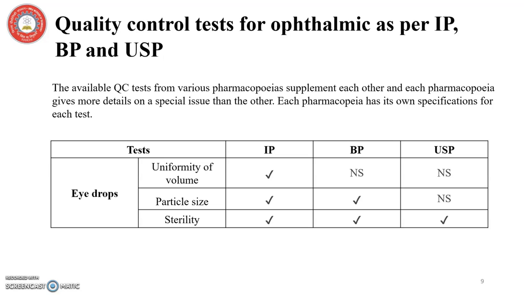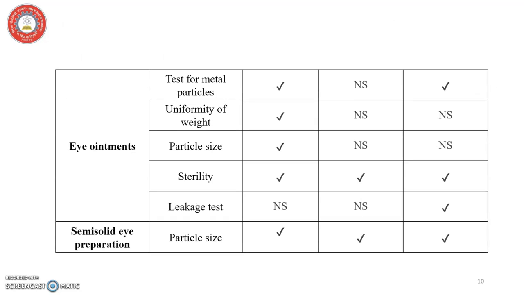So coming to the quality control tests for ophthalmic preparations as per IP, BP and USP, in this slide we can check which test is applicable and given in which pharmacopoeia. This is one type of checklist. By seeing this slide we can easily understand. So all these tests are applicable for the different pharmacopoeias, and a test which is not applicable is mentioned here as NS.